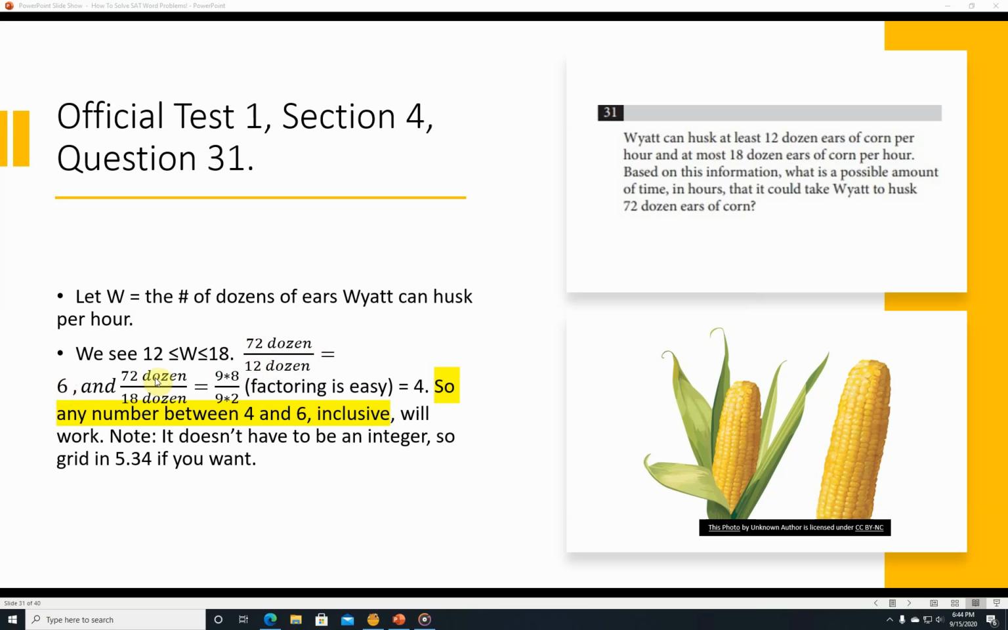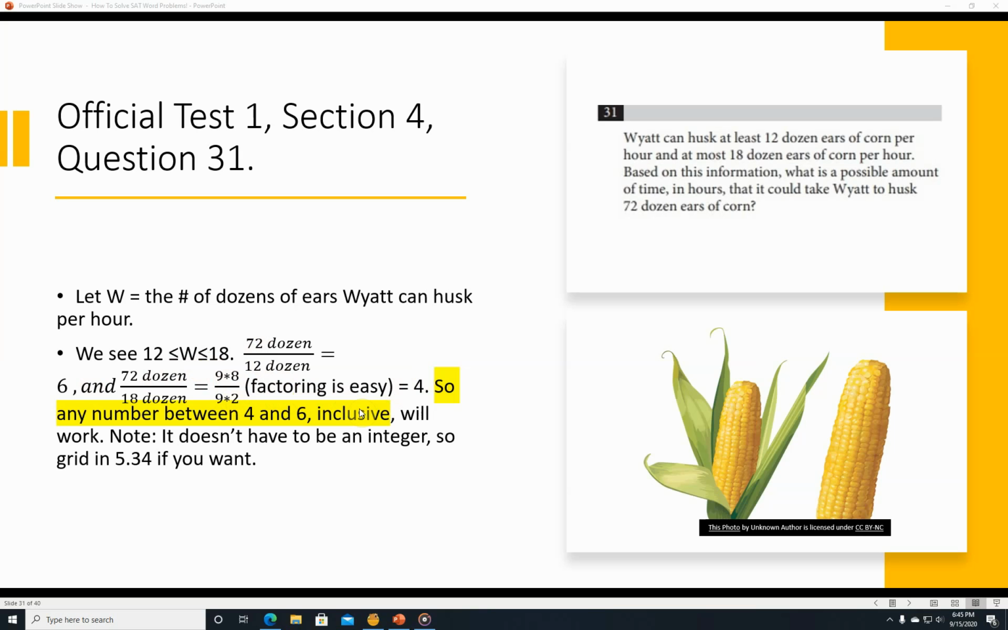72 dozen over 18 dozen, I should say, is going to be equal to 9 times 8 over 9 times 2. We can see that the 9's cancel out because this factoring is really easy. So boom, boom, we get 8 over 2, which is equal to 4. So any number between 4 and 6, because 72 over 12 is 6, and then 8 over 2 is 4, any number between 4 and 6 inclusive will work.